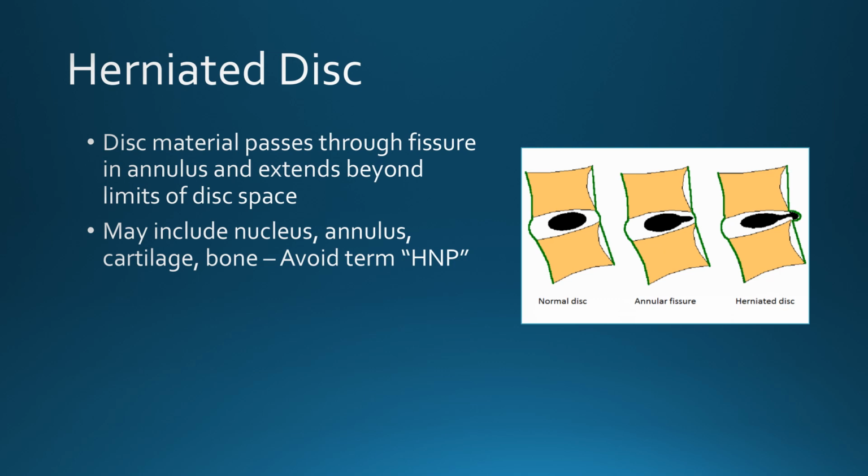So the herniated disc can include portions of the nucleus, the annulus, cartilage, and bone. So you should avoid the old term HNP, herniated nucleus pulposus, because the herniated disc is often more than just the nucleus pulposus.